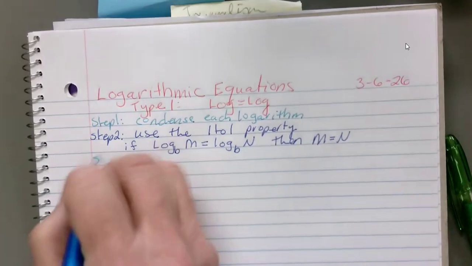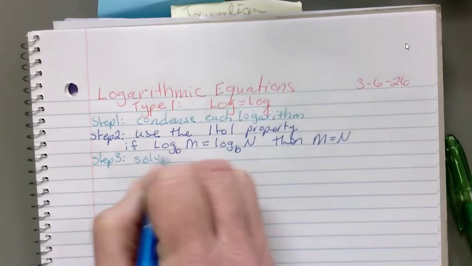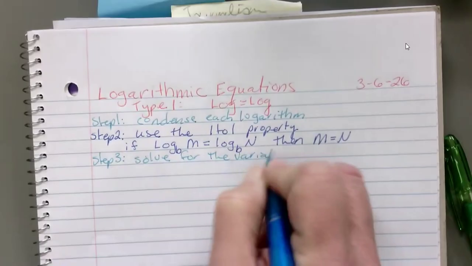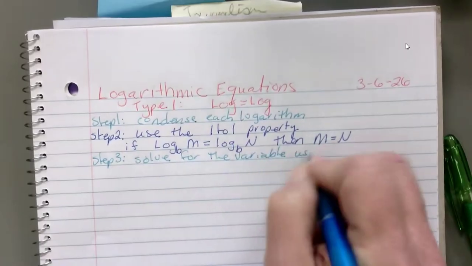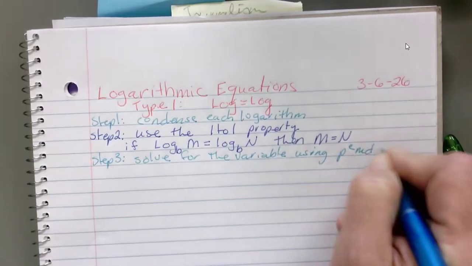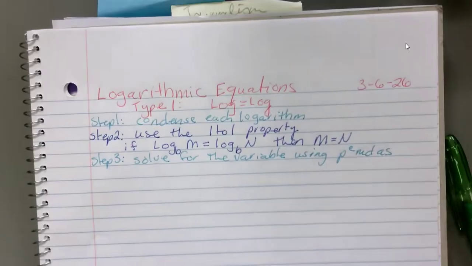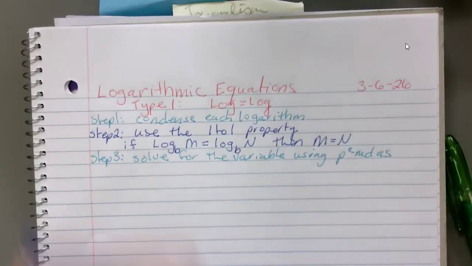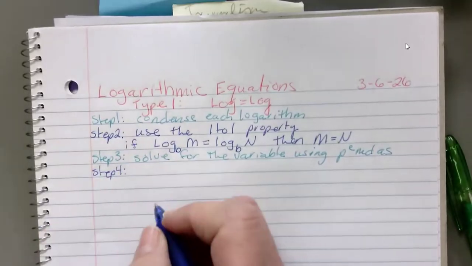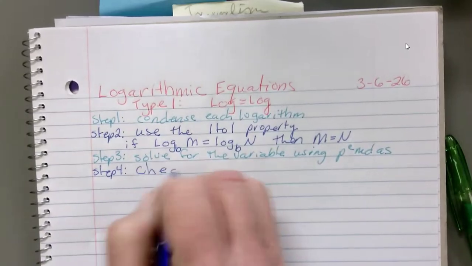So then once you've done that, you can do step 3, which is solve for the variable using PEMDAS. And if you notice, I write the E in PEMDAS like an exponent to remind myself that E stands for exponents. Step 4 is really important, and people like to skip it, so please don't skip it. I'm going to try to make a big deal out of it today so we don't forget.